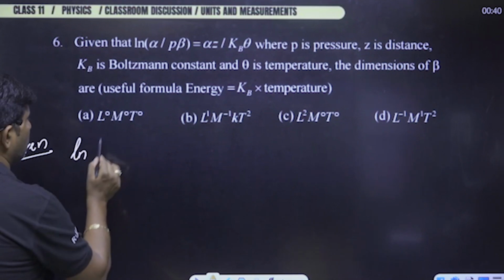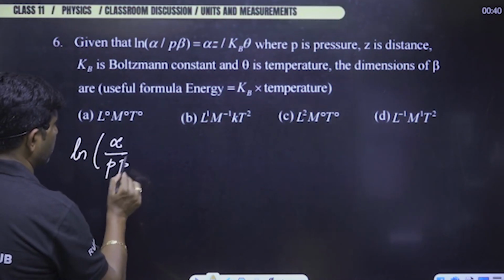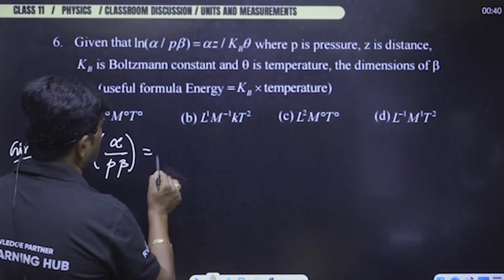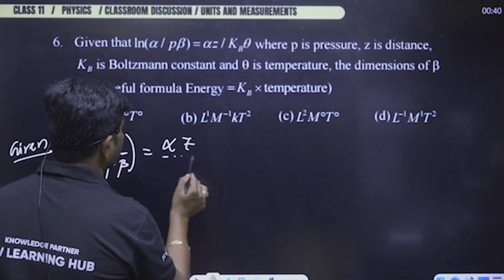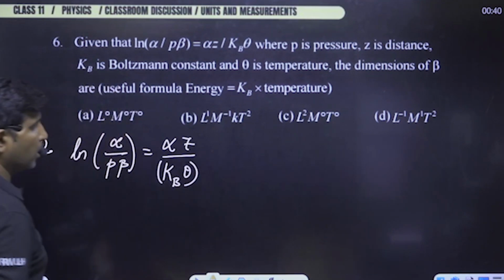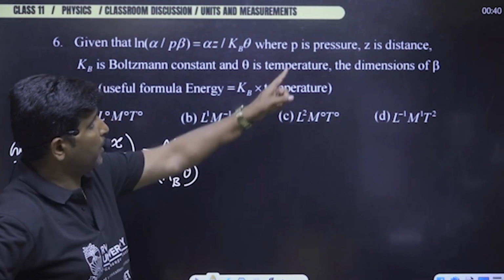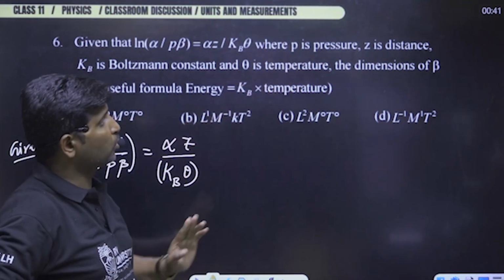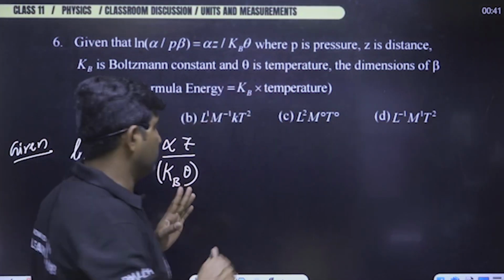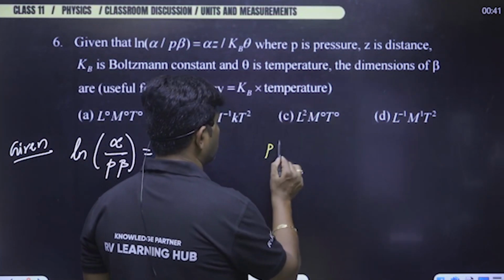See here, ln of alpha divided by p into beta must become equal to alpha into z divided by kb into theta. Kb is nothing but Boltzmann's constant. So what they are saying here, P is the pressure. Z is the distance. So first write each and every dimensional formula here.